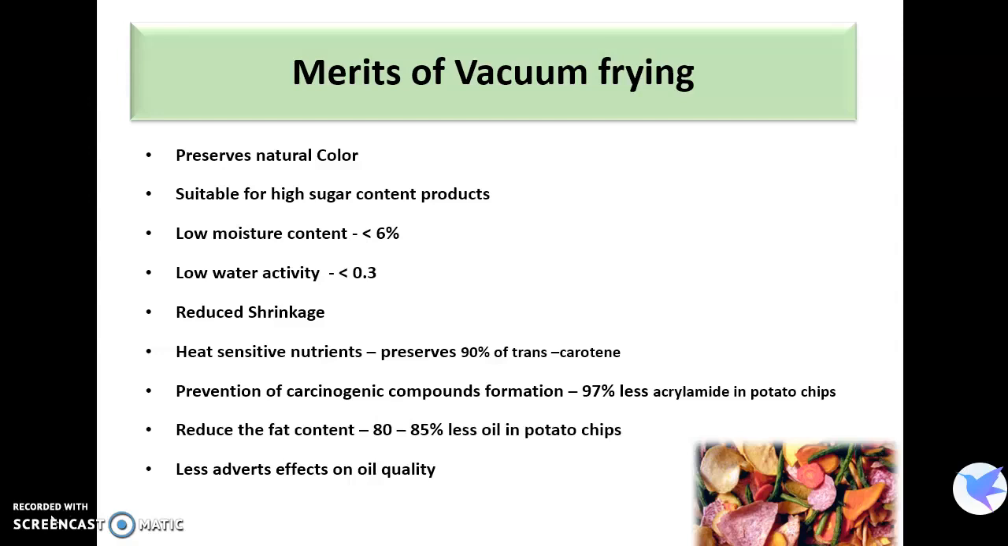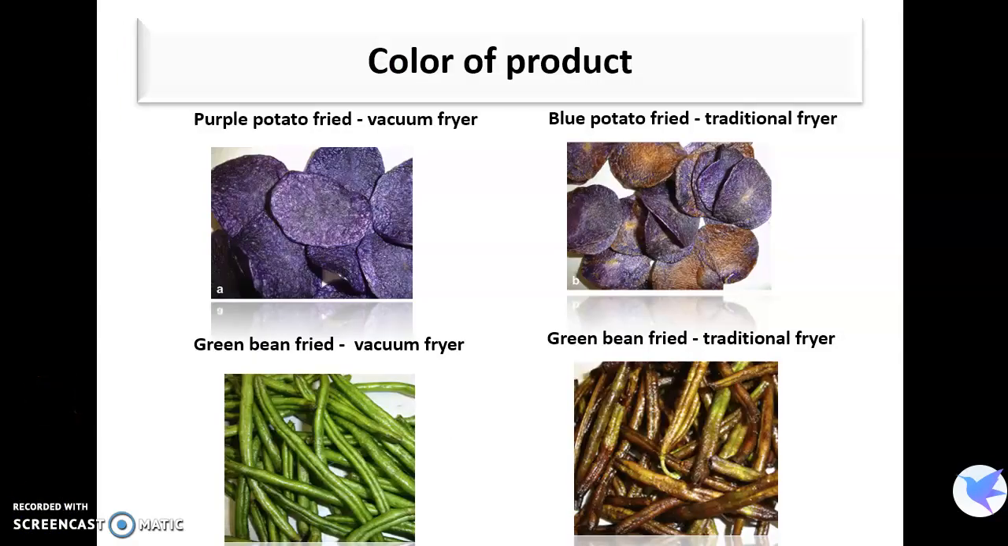This method can prevent the formation of carcinogenic compounds. It also produces less fat content of the end product, and it has less adverse effects on oil quality. We can see that the color of the end product is well preserved by using vacuum frying.